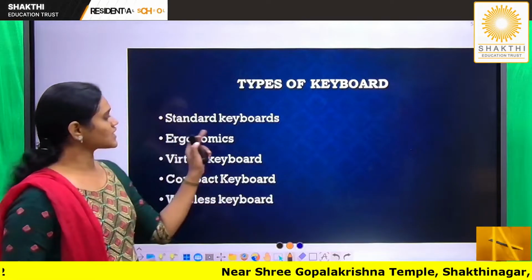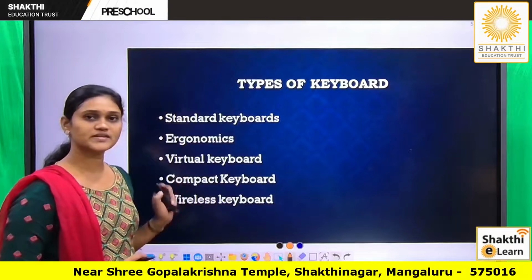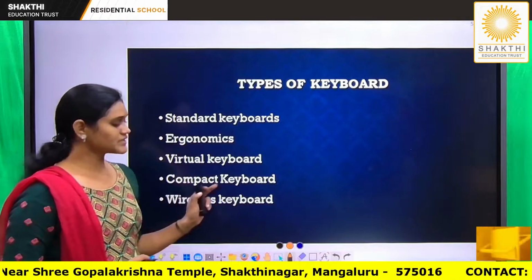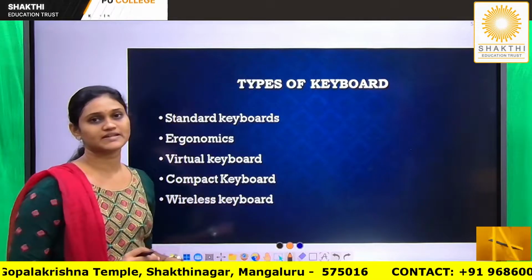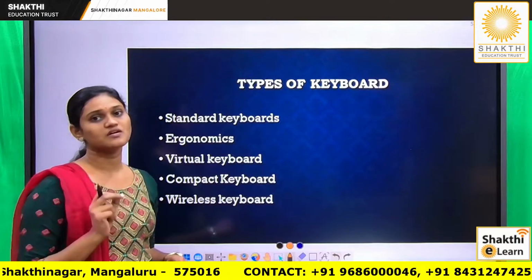Now you have types of keyboards. First one, standard keyboard. Second, ergonomic. Third, virtual keyboard. Fourth, compact keyboard. And the last one, wireless keyboard. Now let us see how each keyboard functions.